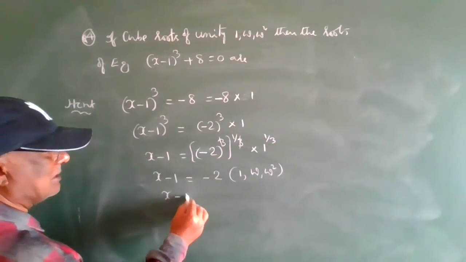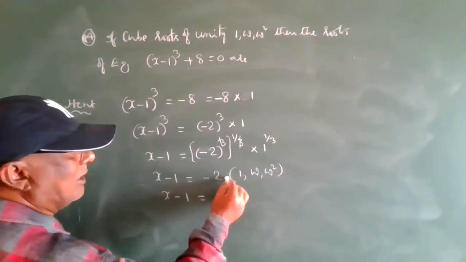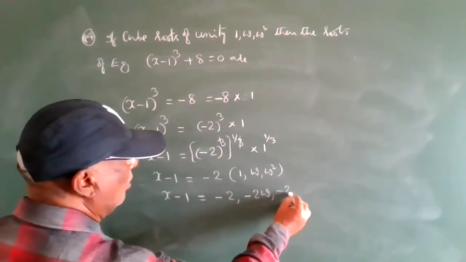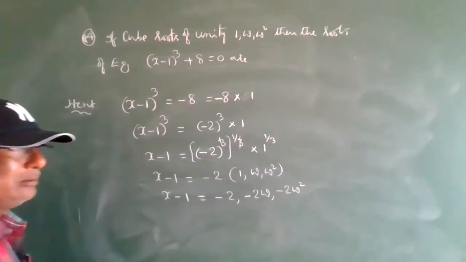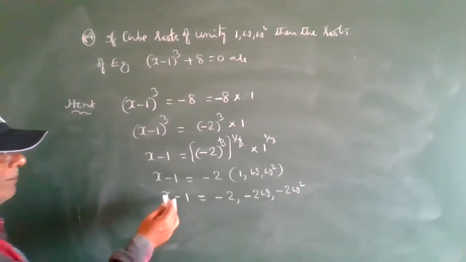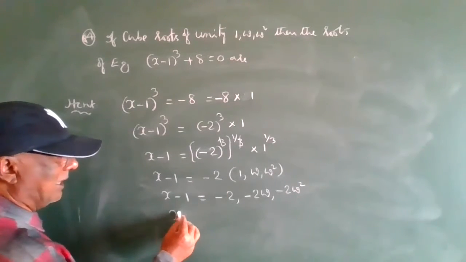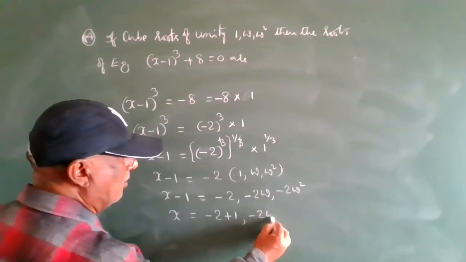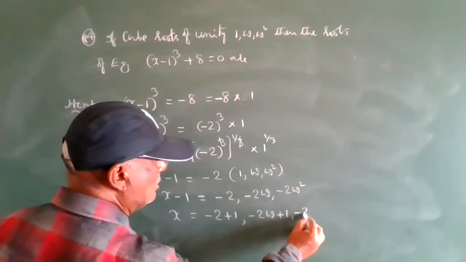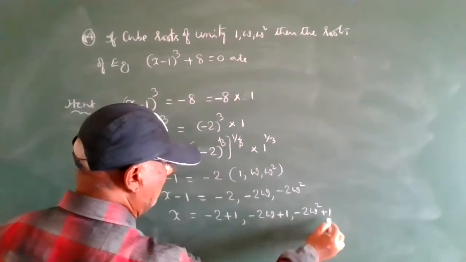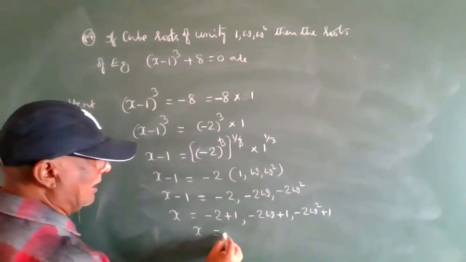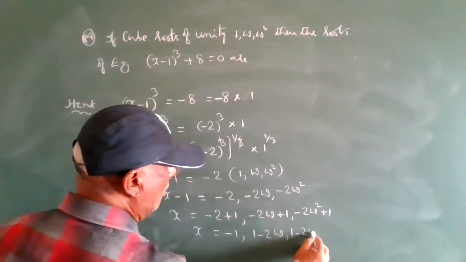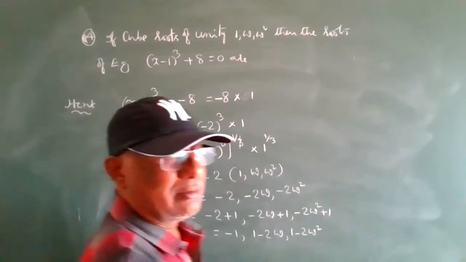So x minus 1 is minus 2, which is one root, minus 2 omega is one more root, minus 2 omega square is one more root. And bring minus 1 to the right side. X is equal to minus 2 plus 1, minus 2 omega plus 1, minus 2 omega square plus 1. So x values are minus 1, 1 minus 2 omega, 1 minus 2 omega square. Okay now?